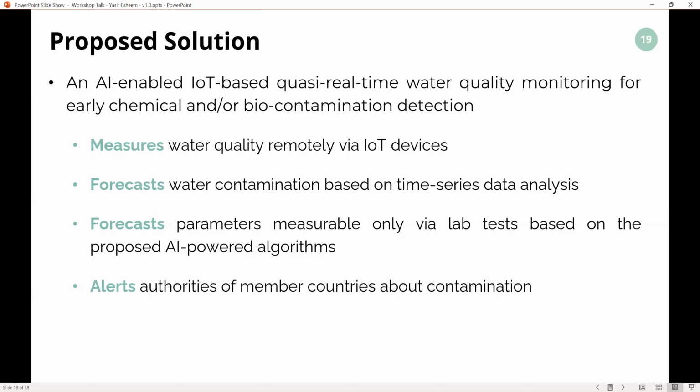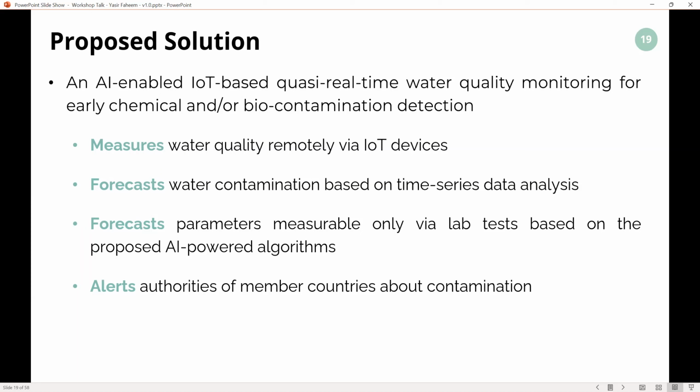It will forecast water contamination based on time series analysis. We are currently working with some RAs, and we are developing some ML and DL based algorithms for prediction. The system is going to forecast parameters measurable only via lab tests, based on the proposed AI-powered algorithms.